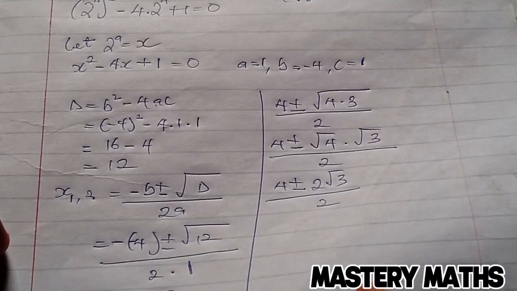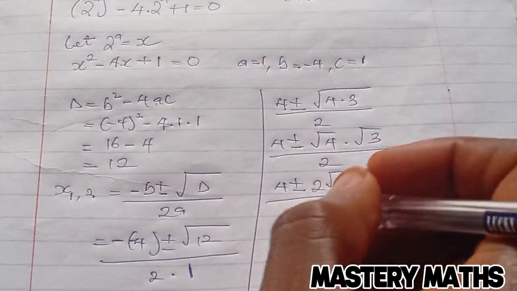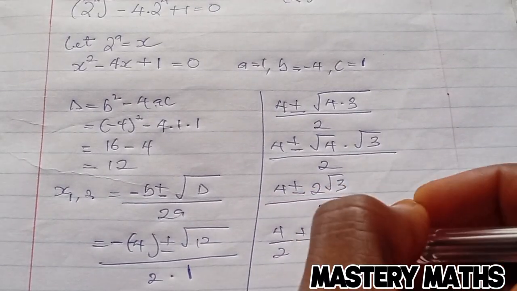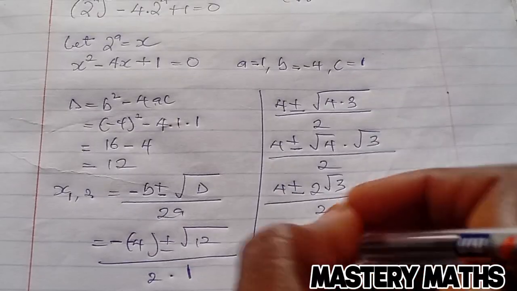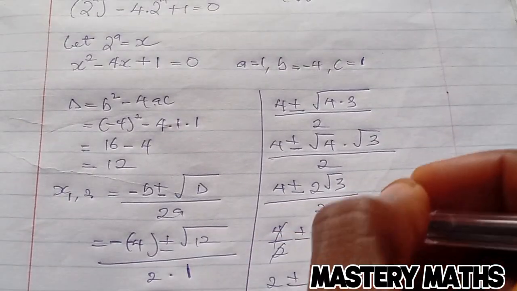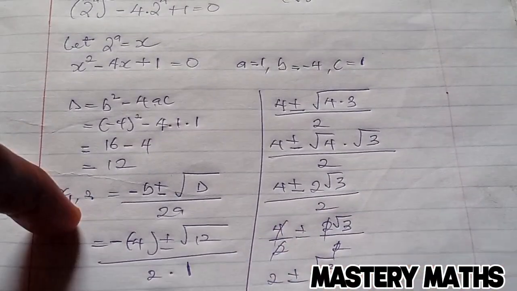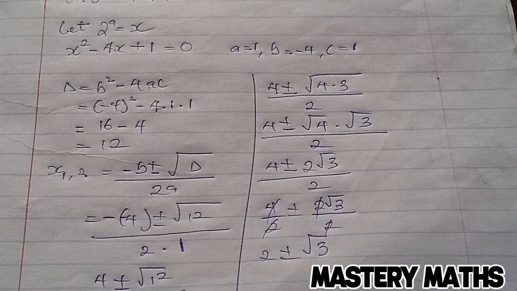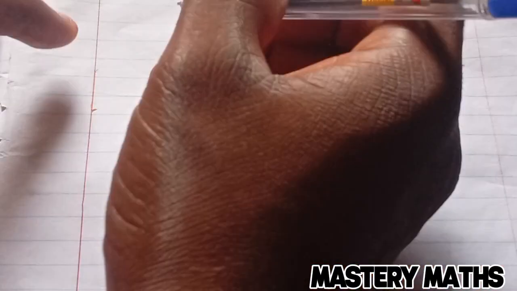So after doing this, what should be the next thing to do? Now this can be split using this. We said 4 over 2 plus or minus 2 root 3 over 2. Now when this cancels, this becomes 2 plus or minus root 3. So we've gotten 2 plus or minus root 3. Now, having gotten that, we're going to call the first part, the first one we solved, our x1.